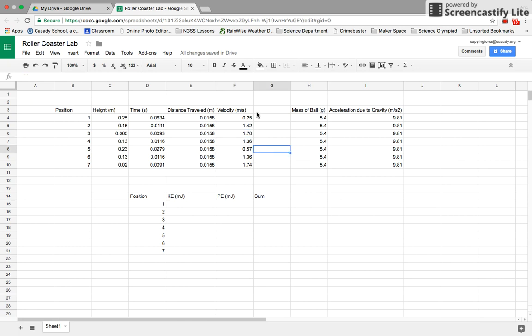So these are our speeds. You want to make sure that those speeds make sense. This is at position 3, which is at the bottom of a hill, so it's going fast there. That does make sense. And here at the very end of the ramp, it's going the fastest, and that makes sense. So now we've calculated that. We're ready to go and calculate our kinetic energy and our potential energy.